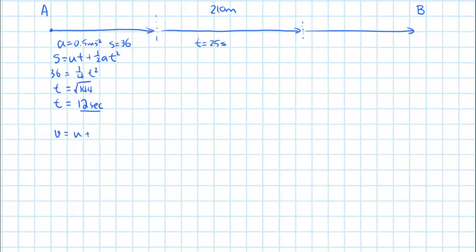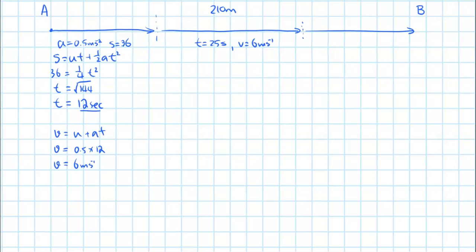Velocity is u plus at. And so in this case, our final velocity is going to be 0 plus the acceleration, 0.5 times 12, which is just a half of 12, which is 6 meters per second. Right, so now we know in stage 2 that the velocity is 6 meters per second. And the time is 25, which would allow us to work out the distance, actually. That would be helpful. So let's work it out.